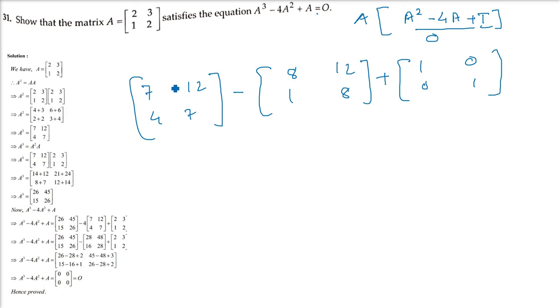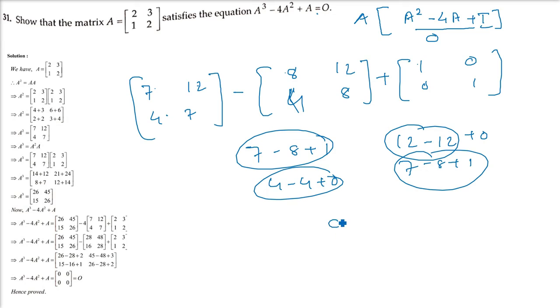So this is 7 minus 8 plus 1. What is this? 7 minus 8 plus 1 is 0. It is 12 minus 12 plus 0. 4 minus 4 plus 0. This is 4, so multiply 4. 4 minus 4 plus 0. 7 minus 8 plus 1. Okay. This is 0. This is 0. This is 0. Everything is coming 0. Even if it is multiplied by A, it doesn't matter. So rather than doing all this, just take A common. It depends on the marks: if this is for 5 marks, you have to do A cube minus 4A square plus A. If it is 2 marks, just take A common.